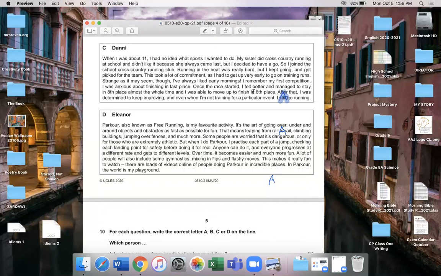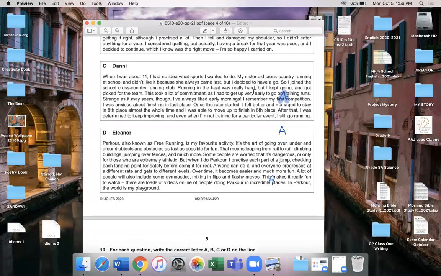Oof, she was only concerned about last place, he or she. Once the race started, I felt better and managed to stay in 8th place almost the whole time. And I was able to move up to finish in 6th place. After that, I was determined to keep improving. And even when I'm not training for a particular event, I still go running.